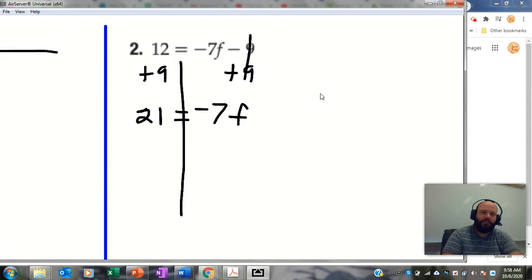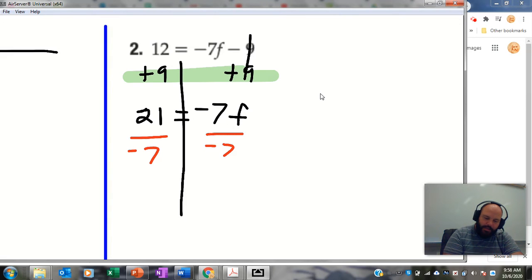It's still multiplying the f. So since it's multiplying, I'm going to undo it by dividing. And you do need to show what you're doing to both sides. As a point that I want to show you right here, if you look at this, I'm showing plus 9 on both sides, and then I showed divided by negative 7 on both sides.